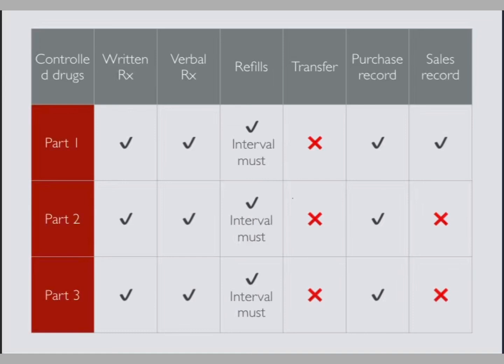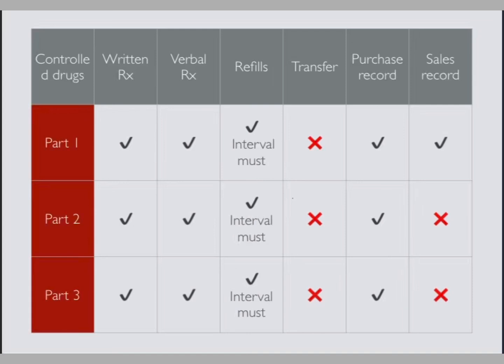Now let's talk about transfers. Transfers are not allowed for any of the parts. A purchase record is required. A purchase record is nothing but the invoice copy, which is kept for a particular time and stored in the binder. And a sales record is required only in Part 1, not for Part 2 and Part 3.